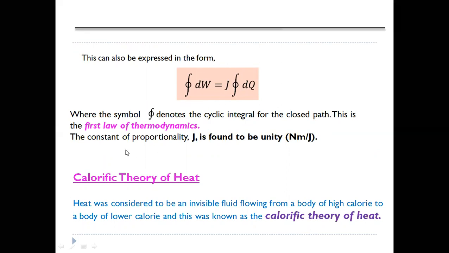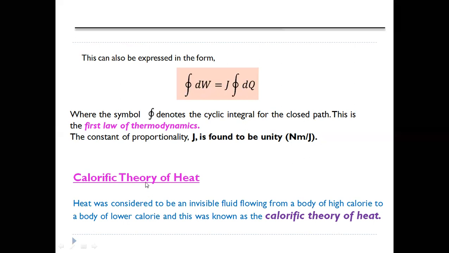Okay, cycle. So the unit of J is Newton meter per joule. Joule's equivalent can be written as the cyclic integral of dW divided by the cyclic integral of dQ. The unit of the cyclic integral of dW is Newton meter, and the unit of heat transfer is joule. So the unit of J is found to be unity. That means it will have no units, because both are energy transfers.